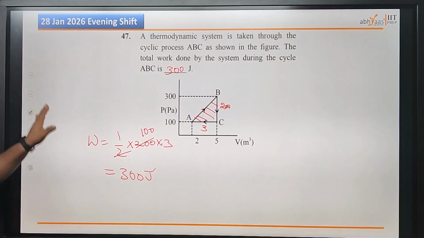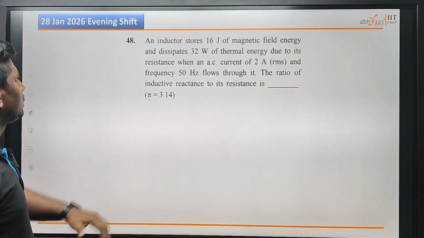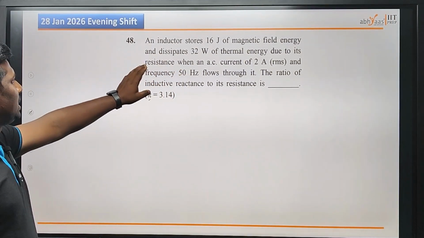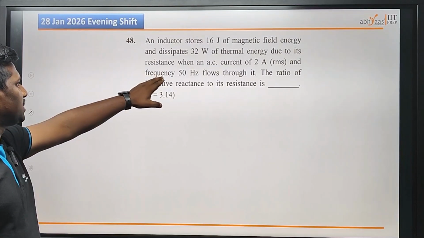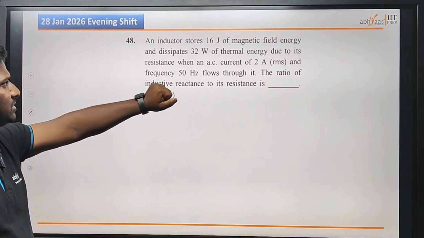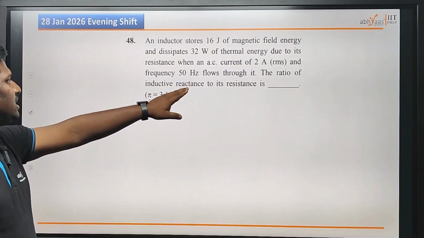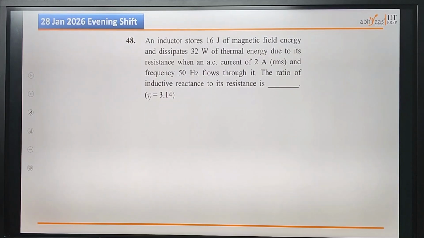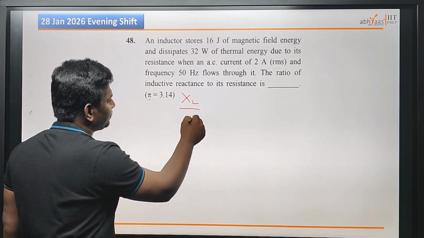300. Next, 48. An inductor stores 16 joules of magnetic field energy and dissipates 32 watts of thermal energy due to its resistance when an AC current of 2 amperes and frequency 50 Hz flows through it. Then the ratio of the inductive reactance and its resistance. What do you have to find? You have to find XL by R.